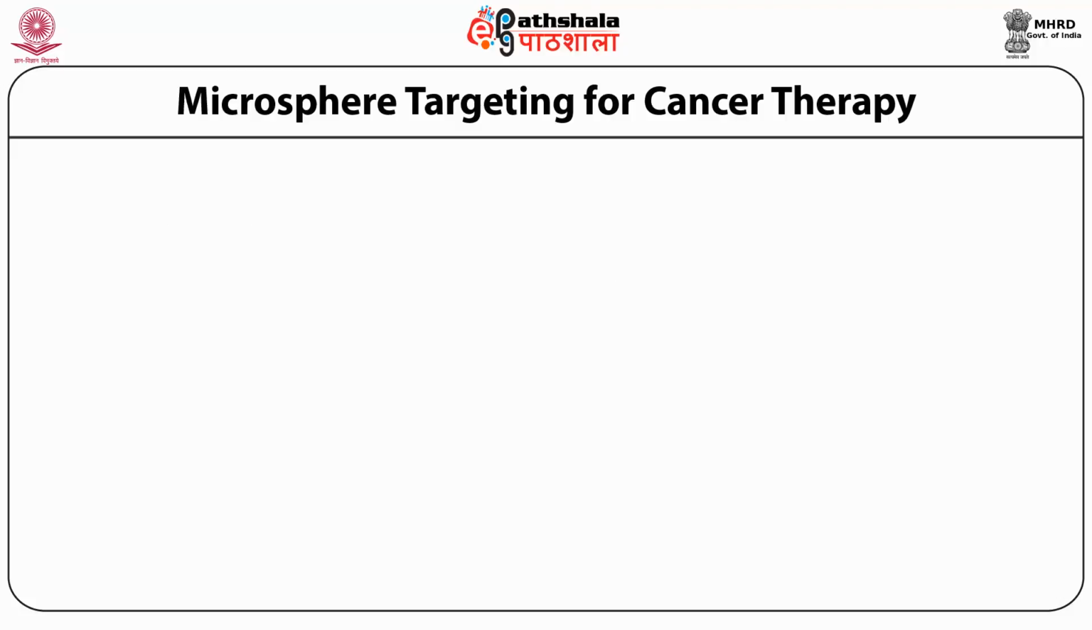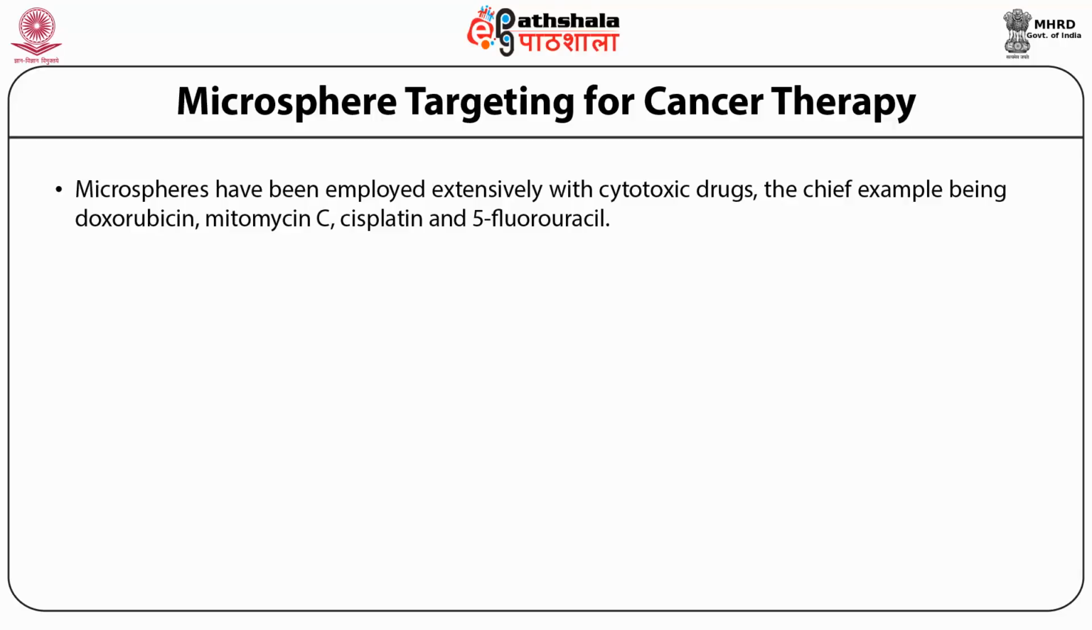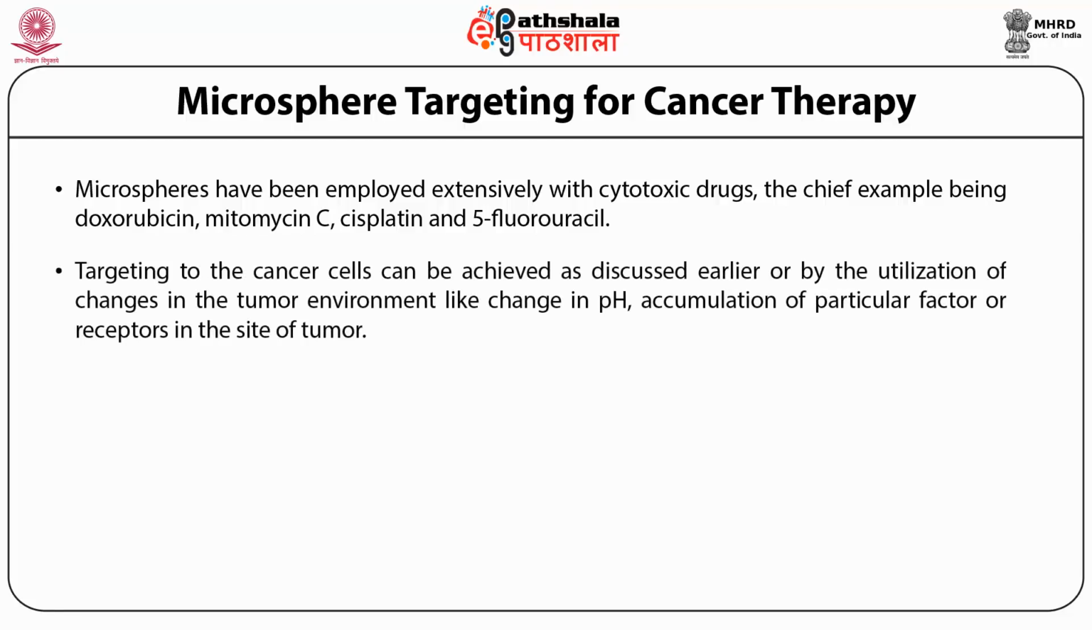Microsphere targeting for cancer therapy. Microspheres have been employed extensively with cytotoxic drugs, the chief examples being doxorubicin, mitomycin C, cisplatin, and 5-fluorouracil. Cancer therapy demands specificity so as to avoid damage to the healthy cells, thus targeting with microspheres is being exploited recently to achieve the demand. Targeting to the cancer cells can be achieved as discussed earlier or by the utilization of changes in the tumor environment like change in pH, accumulation of particular factors or receptors at the site of tumor.